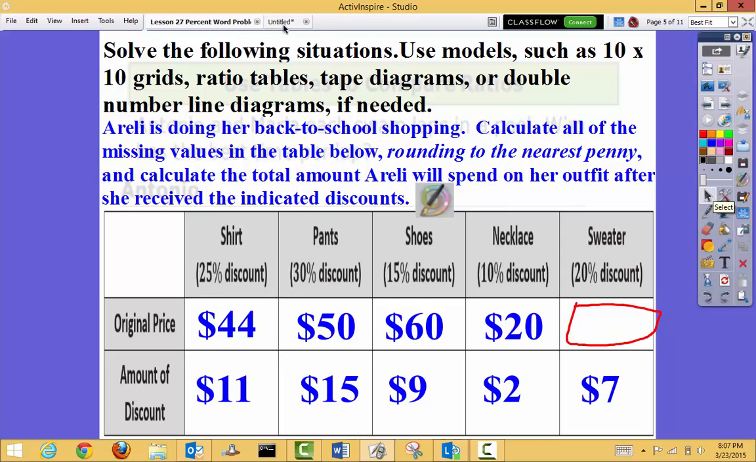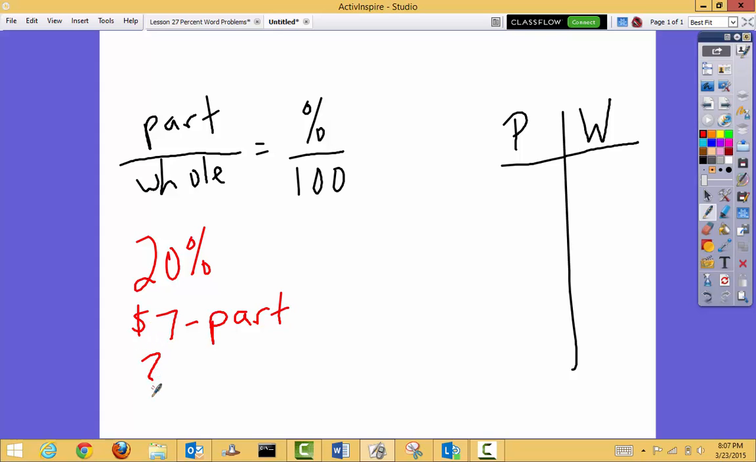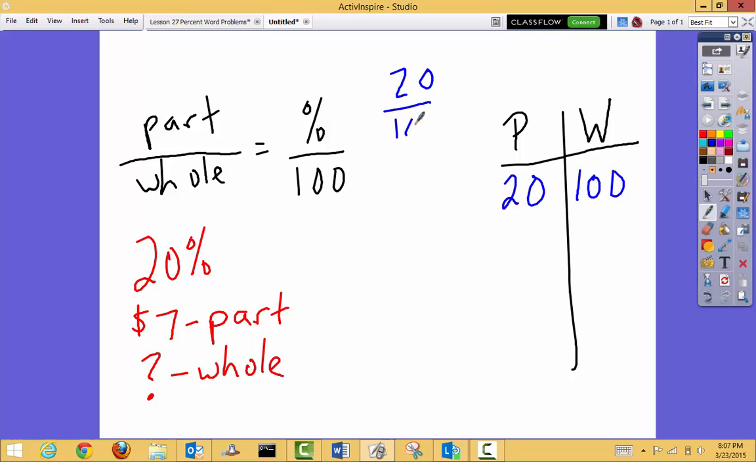Okay, my last one is a sweater. Sweater is a 20% discount. And how much am I saving with that discount? $7. Remember, a discount is only a part of the whole. You're not saving the entire thing, it's only a part. So I'm looking for the original price, or how much it normally is. So we're going to use a ratio table this time. 20 to 100. My percent, I can rewrite as a fraction. 20 out of 100, that's where this percent comes from. And I'm trying to end up with 7, because that is my part. So I don't know what this is right here.